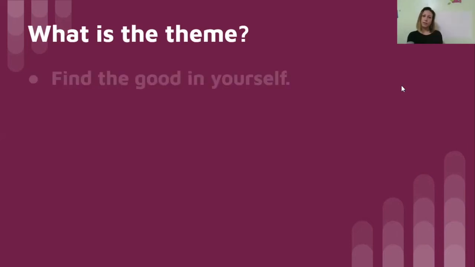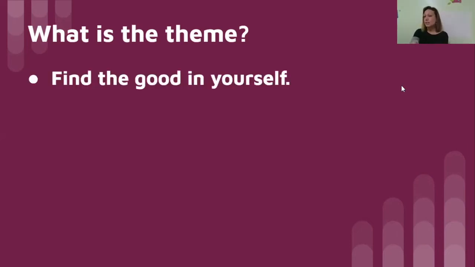Did you have something along the lines of find the good in yourself? Don't focus on the negative, right? Find the good. Edward was so focused on not liking his neck that he couldn't see what was good about it.